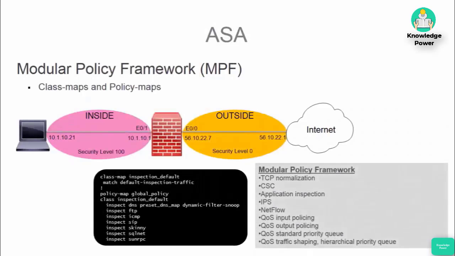Modular policy framework is a method for applying different security features with class maps and policy maps, similarly to applying QoS and zone-based firewall configurations on an IOS router. Once traffic is matched with a class map, a policy map is used to apply traffic policies like application inspection, quality of service, and IPS redirection.